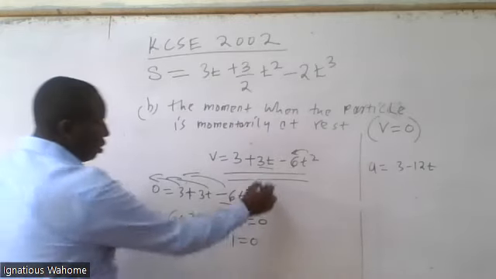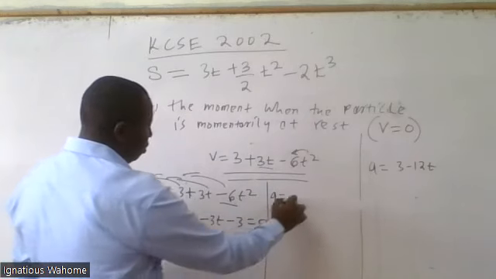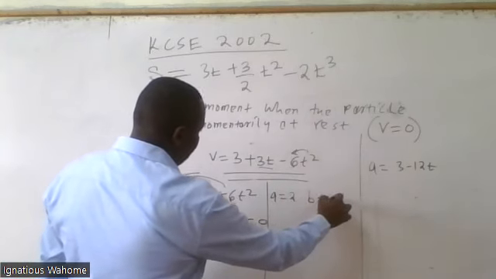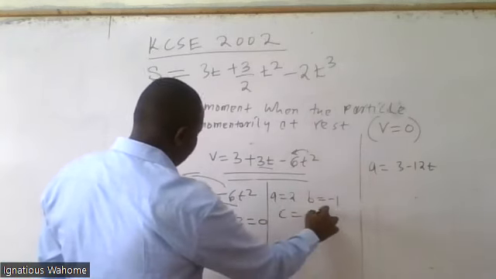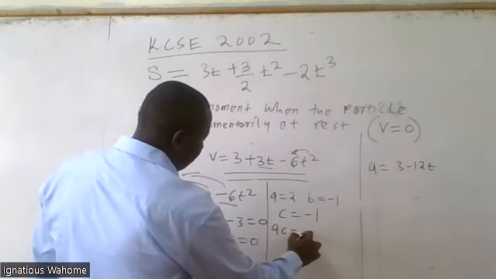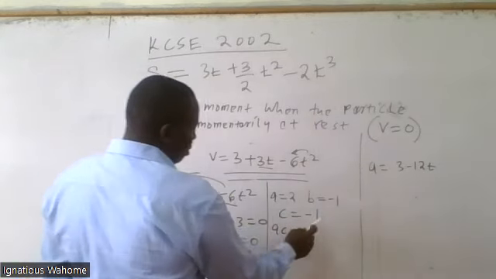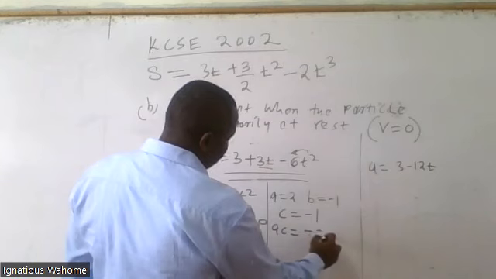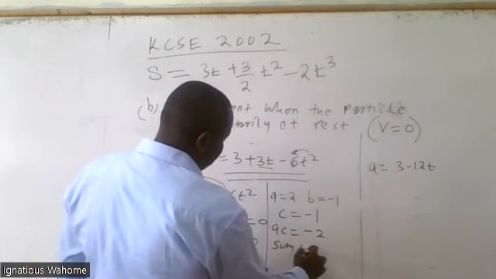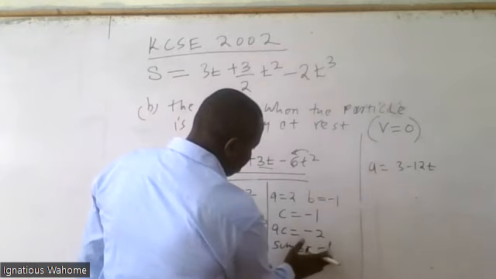We can solve this one by factorization. Our A is 2, our B is minus 1, and C is minus 1. So use that formula of product and sum. Product AC, 2 times minus 1, that's minus 2. And the sum is always equal to B, where B is equal to minus 1.